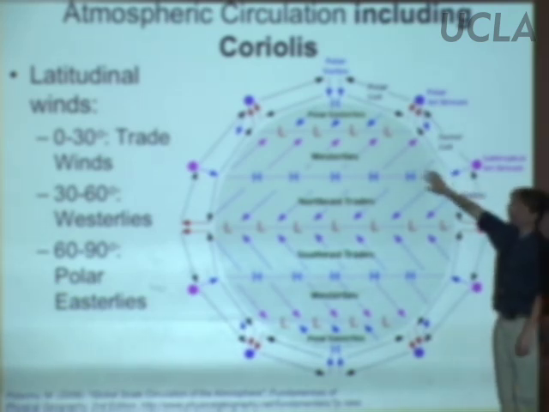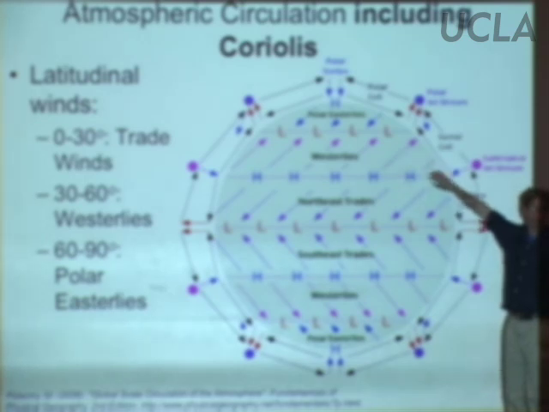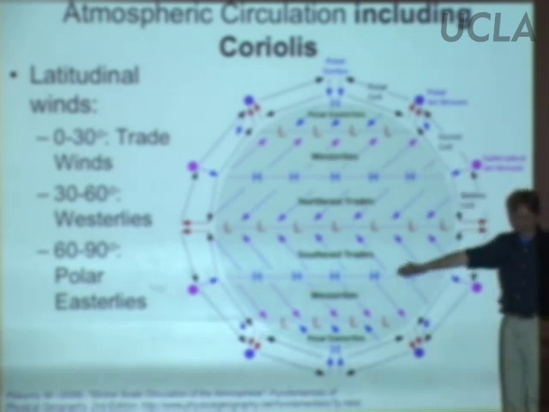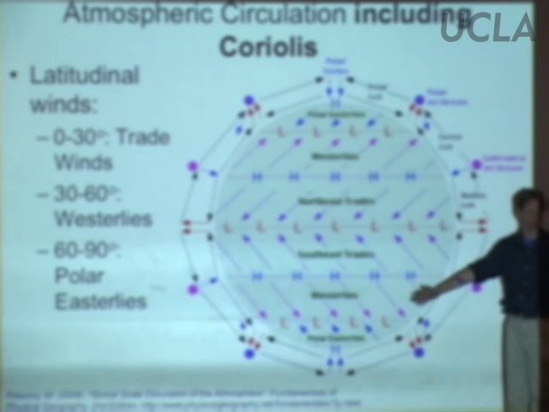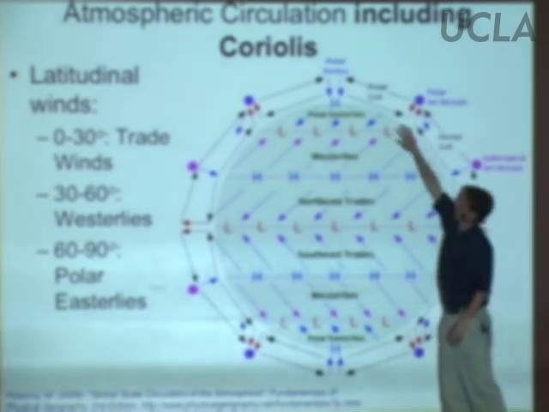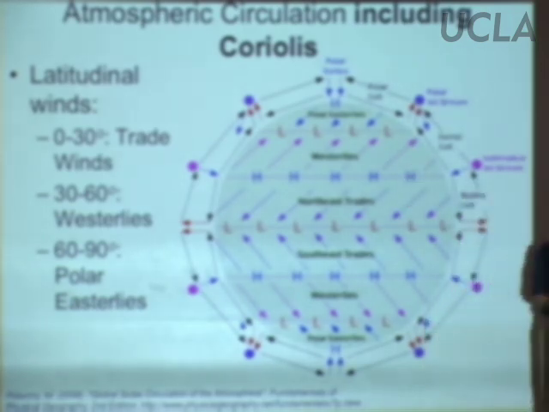Areas where air is sinking, like at 30 degrees north and south, it's spreading out along the surface. There's extra air hitting the surface, and so that sinking air is going to tend to be dry. And then again, at about 60 degrees, we have another area of rising air, which tends to be relatively humid again.